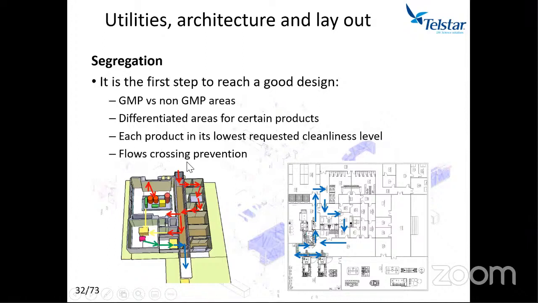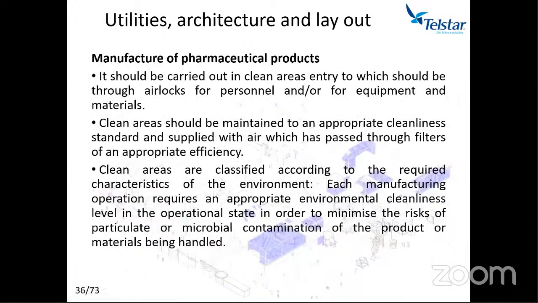Also, as I said already, lowest level of cleanliness, and we have to avoid the crossing of flows. This is something we have to prevent in the design. We have to have flows that are linear, that avoid going up and down, going from one side to the other. So this is the best way to avoid cross-contamination. The other thing to take into account is maintenance. Of course, we're going to have as much maintenance as possible done outside the clean area.